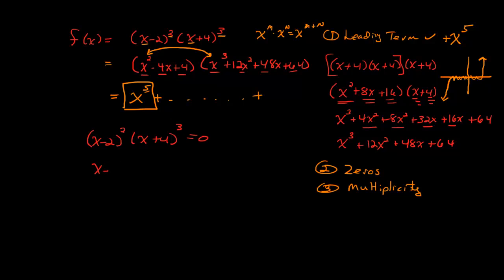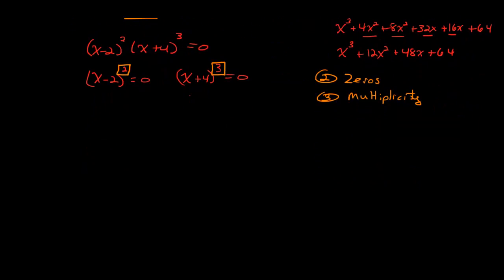So I'm going to get x minus 2 squared equals 0, and then I get x plus 4 cubed equals 0. I'm going to go ahead and identify my multiplicities, because they're indicated by the degrees of the terms that give you those zeros. And now we can go ahead and solve these.